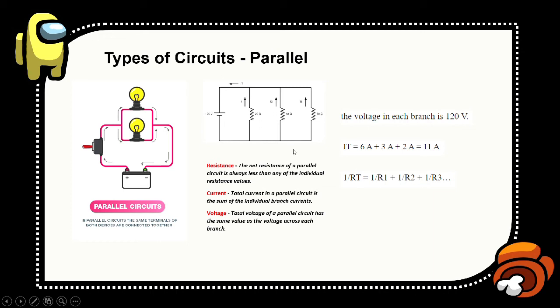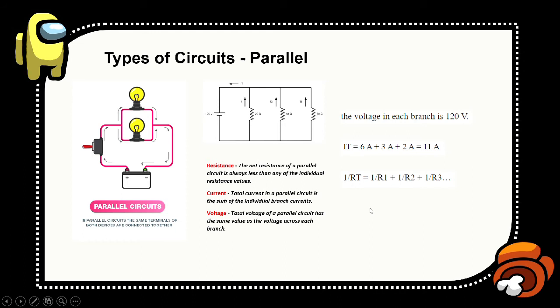So to get our 6A, I1 is equals to 120 volts divided by 20 ohms. So we get 6 amperes. So I2 is equals to 120 volts divided by 40 ohms, then we get 3 amperes. And lastly, I3 is equals to 120 volts divided by 60 ohms, then we get 2A. So overall, the total current that we get is 11 amperes or 11A.